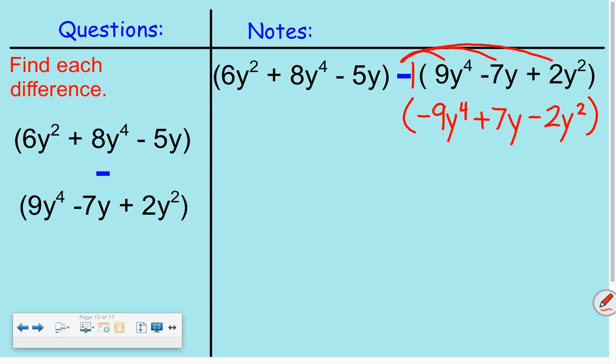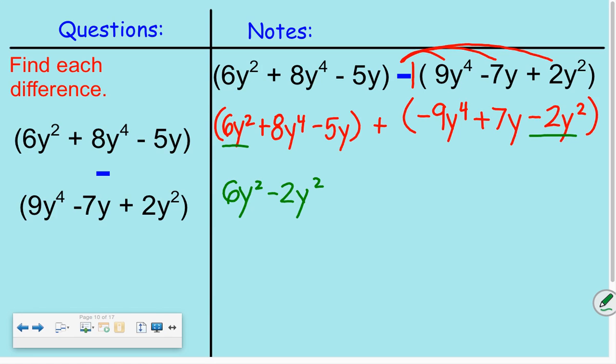So now I'm going to use that parenthesis rather than my original one. I'm going to bring down this one, and I'm going to put an addition symbol in the middle. So now I'm going to treat this as if it's an addition problem now that I've distributed the negative 1. So let's go ahead and start our underlining. So 6y squared and negative 2y squared can be combined. So 6 minus 2 is 4. We're just adding or subtracting the coefficients.